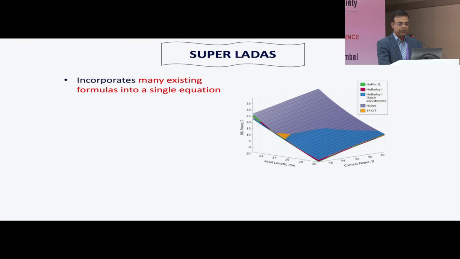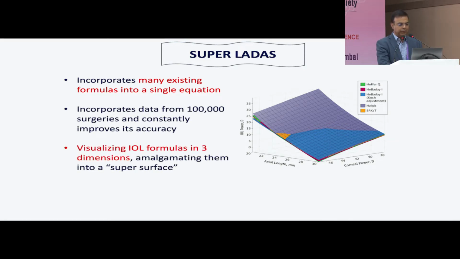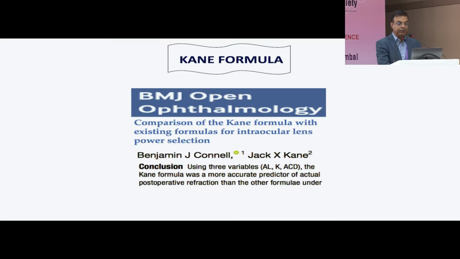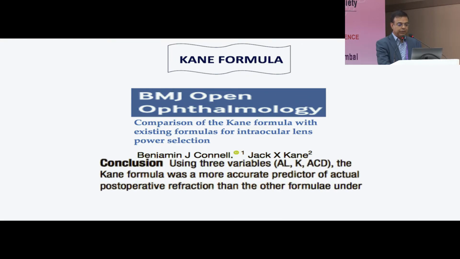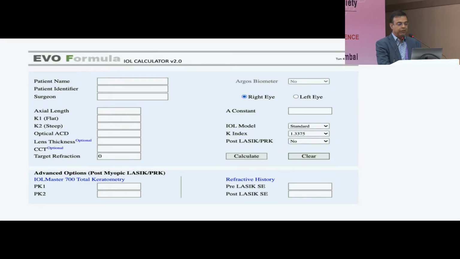Now, some of the new formulas which can be used, the Super LADAs, which is again an artificial intelligence based formula. It's available for free on, I think, iolcalc.com. And this was popularized by Uday Devgan. Then the Kane formula, which holds a lot of promise and compares really well in most of the new studies, and has been used for good post-op outcomes. And then the EVO formula, which is out of Singapore, and again very promising as it appears.